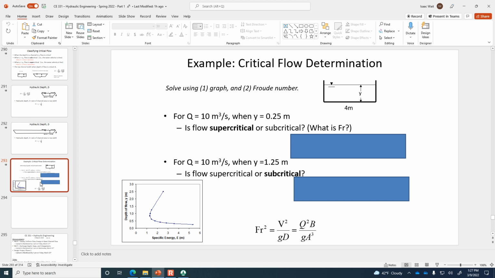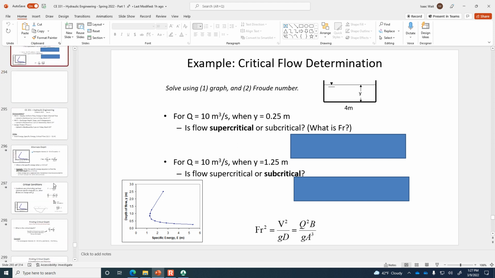Let's refresh our memory for this equation for the Froude number. So Fr, Froude number, is the square root of Q squared times B, which is the top width, divided by g and area cubed. So this is the Froude number. And when Froude number is greater than 1, it's supercritical. Less than 1, it's subcritical. And when it's equal to 1, then that's critical conditions.